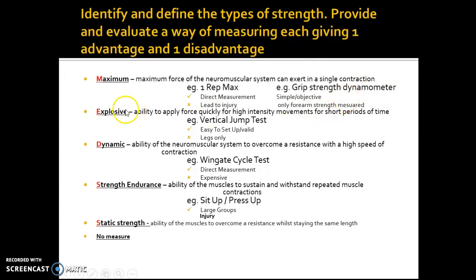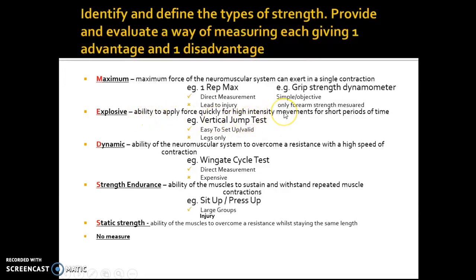So going down, explosive strength there. This is the ability to apply force quickly for high intensity movements over short periods of time. Okay, this can also be called elastic strength. And this is measured by the vertical jump test. By a wall, chalk on your fingers, jump up as high as you can, touch the wall, and then it's measured from there. Now, that's explosive strength, as you can see there.